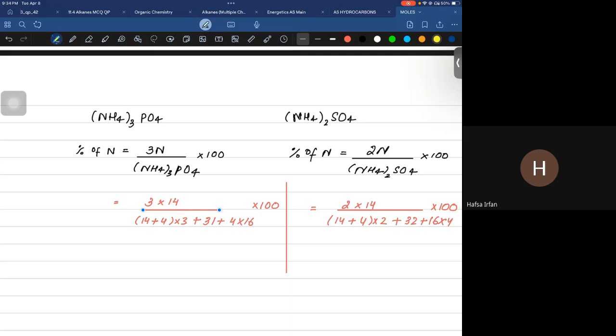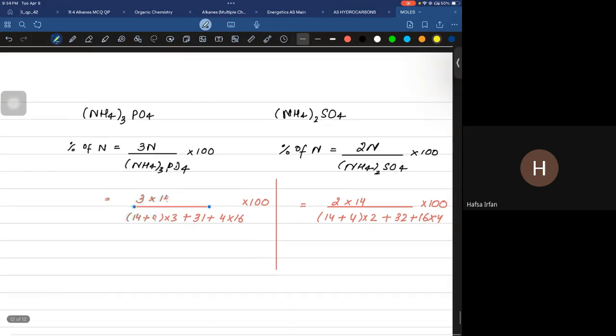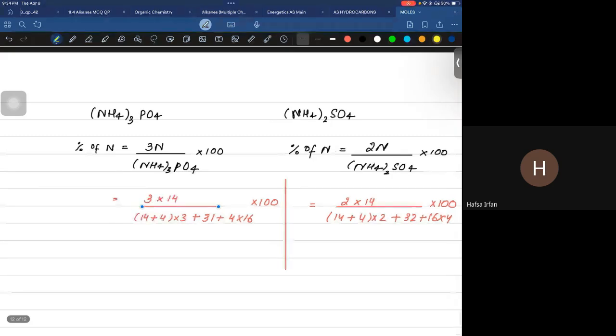According to the new syllabus, percentage yield is not included in this topic. Percentage yield and also the percentage purity, you would not be asked.